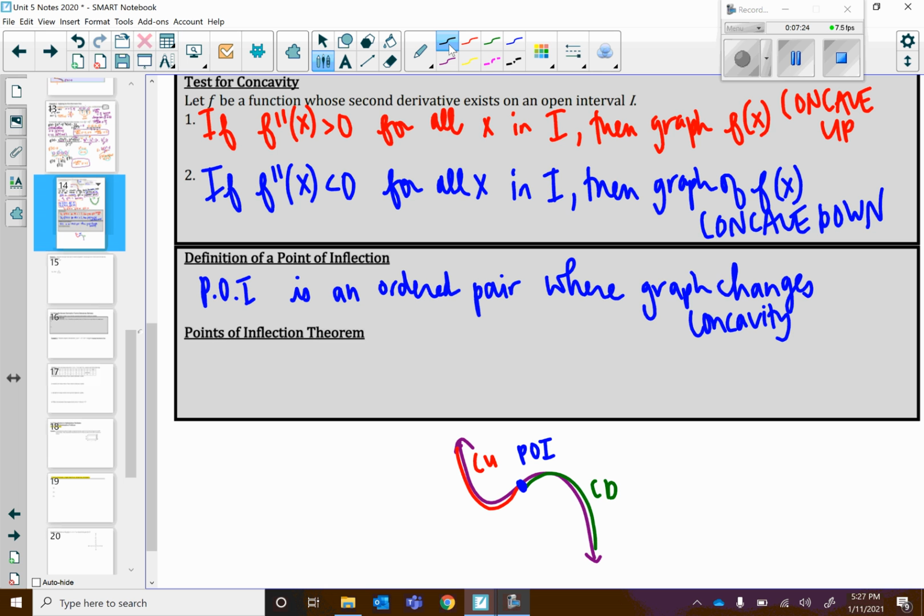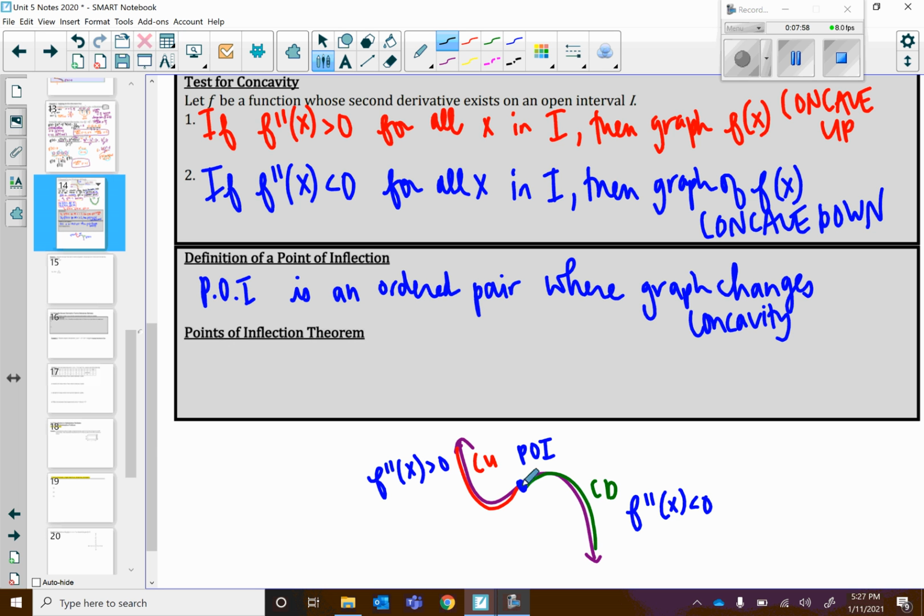And if we are changing concavity, concave up, our second derivative is positive. Concave down, our second derivative is negative. Well, if it's changing concavity, then the second derivative has to be equal to 0. Because if it's positive on the left and negative on the right, in between, it would have to be 0.